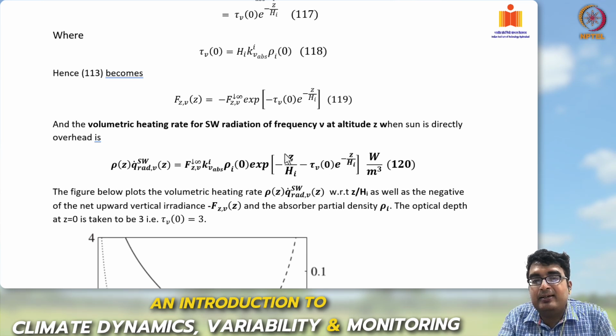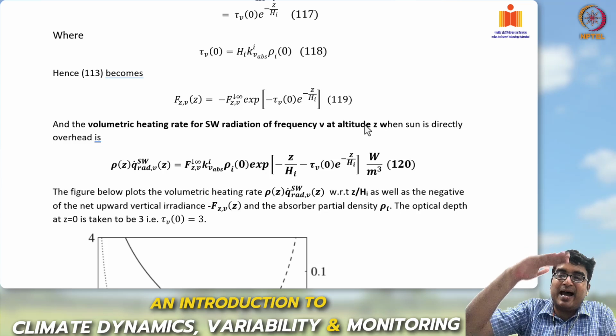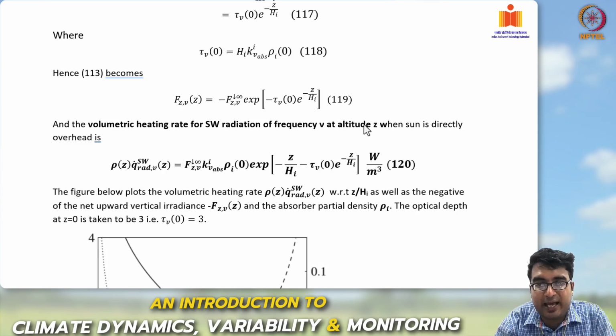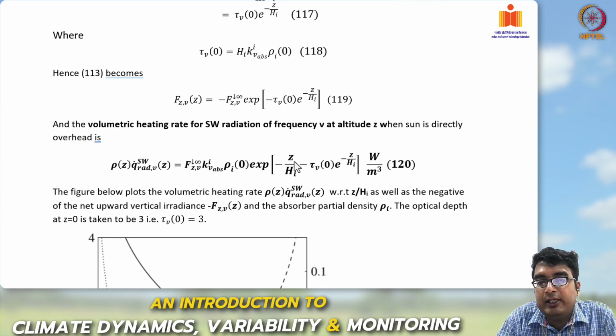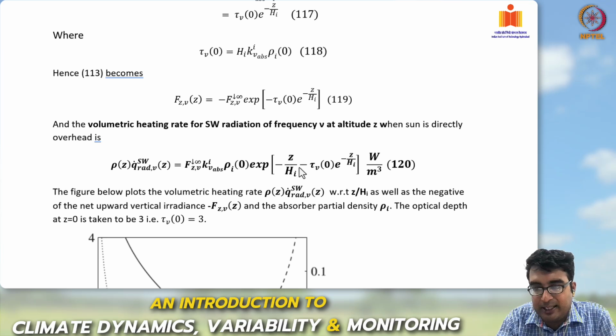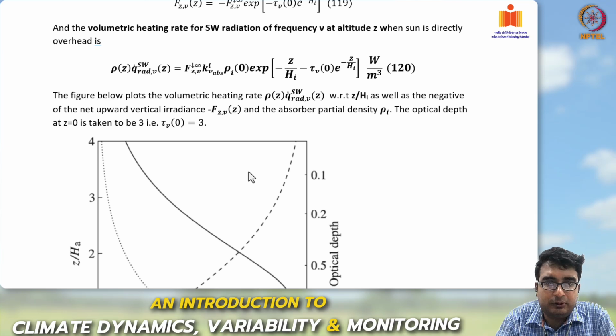So this is the volumetric heating rate of shortwave radiation at any altitude z when the sun is directly overhead. So certain approximations have been made, but we get an analytical expression in terms of the various functions that we already know. The only unknown we have to evaluate is the scale height for that absorbing species. So that's the only function that we have to evaluate. Other things we can directly obtain from data or from experiments. So now we can plot this expression.